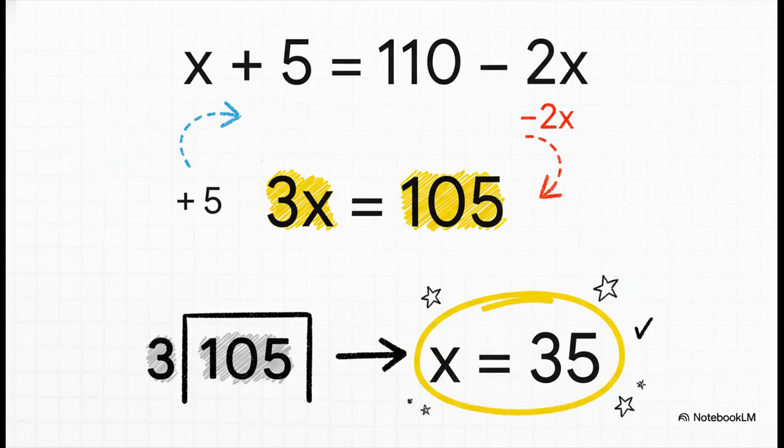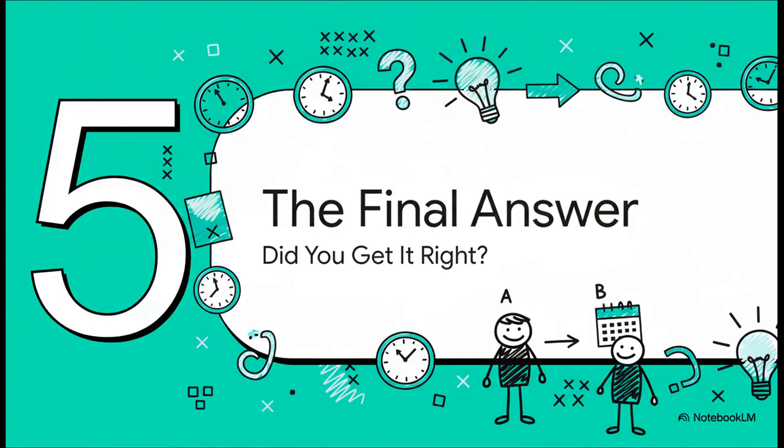And now we just solve for x. After we rearrange the terms, we get 3x equals 105. Divide by 3, and we find that x is 35. So, we found that x equals 35. And since we decided x was A's age, we already have half of our answer. Now we just need to find B's age.